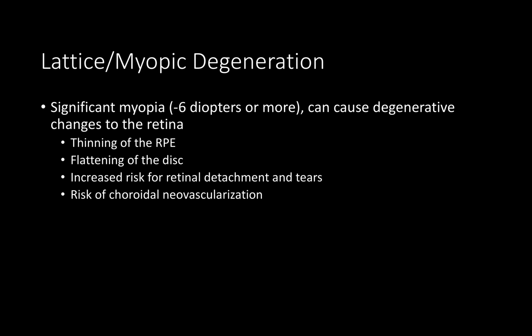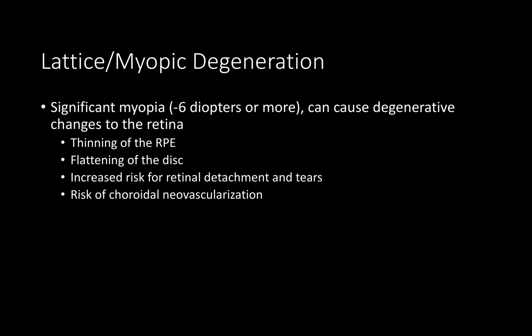They'll also have flattening of the disc, so the disc will start to look very two-dimensional. It will stop having that sort of cupping that we normally associate with disc anatomy. And this is specific to these individuals, and it's not necessarily something that is always like that. It's something that happens over the course of their lives.